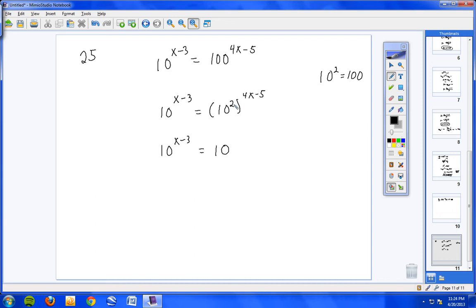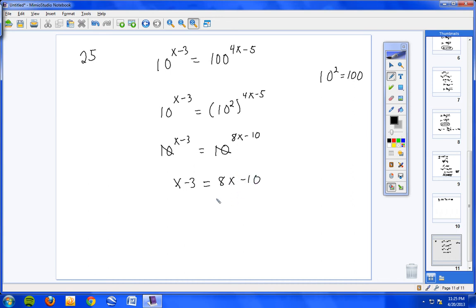We're going to go ahead and multiply 2 times this whole expression here. So 2 times 4x and 2 times negative 5. We would have 8x minus 10. 8x minus 10. And now step 2 says cross off your like bases and set the exponents equal to each other. So x minus 3 equals 8x minus 10.